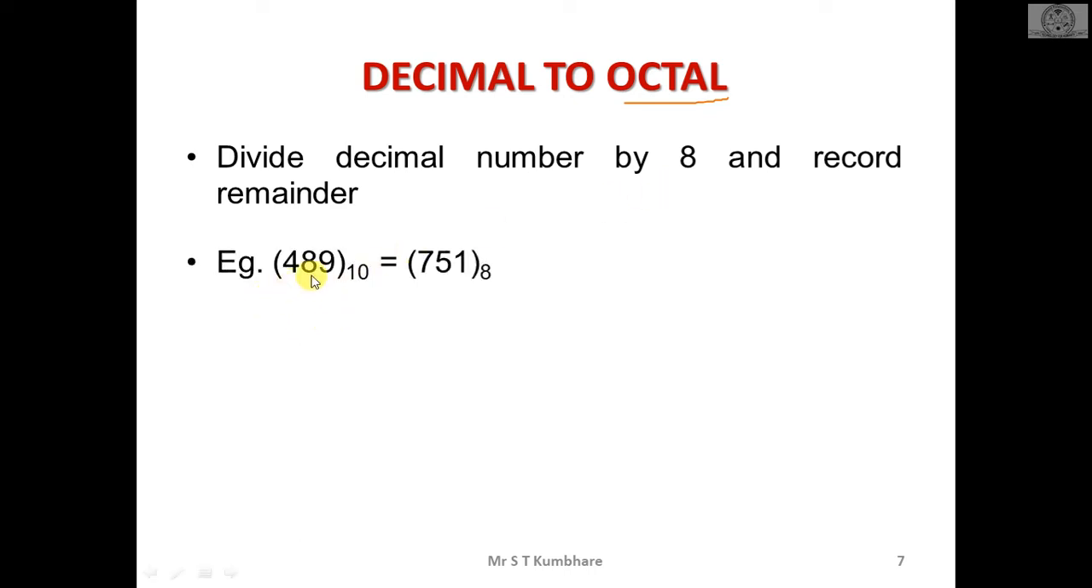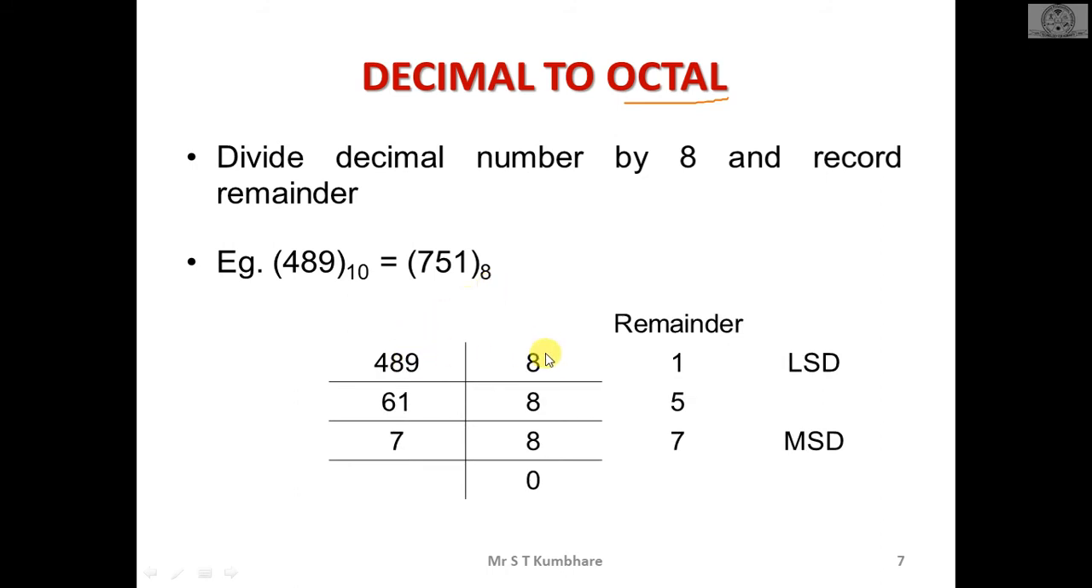Let's take an example. Suppose I want to convert the decimal number 489 into octal. How to do it? 489 divided by 8. So 8 6s are 48, and 8 1s are 8. The remainder is 1. Then similarly, 8 7s are 56, remainder is 5. Then 7 divided by 8 gives remainder 7, and here 0. So you have to continue till 0. Once you get 0, you have to stop.